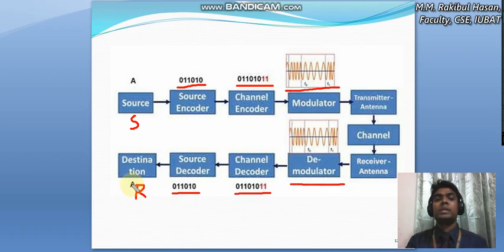So the main thing is that the encoder basically performs the task of converting digital signal to analog. Okay, modulation. And the decoder, what will it do? It will convert analog signal to digital. Okay, demodulator. Right, decoder. So in this way it will work.